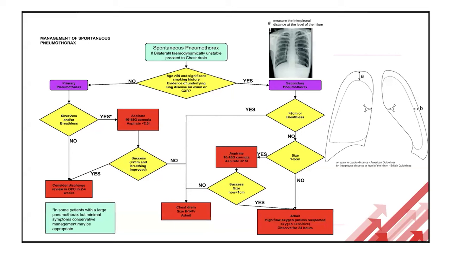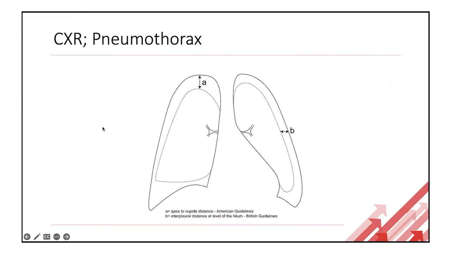The qualifier for how big for the British Thoracic Society was measuring the distance. So you do a chest x-ray, you identify that there's a pneumothorax, and then you need to measure, not necessarily with a ruler, but most computer systems allow it, the distance between the side of the pneumothorax and where the pneumothorax ends and is in contact with the lung. That's why this image is here. So for the British guys, measuring would be at the level of the hilum, okay?